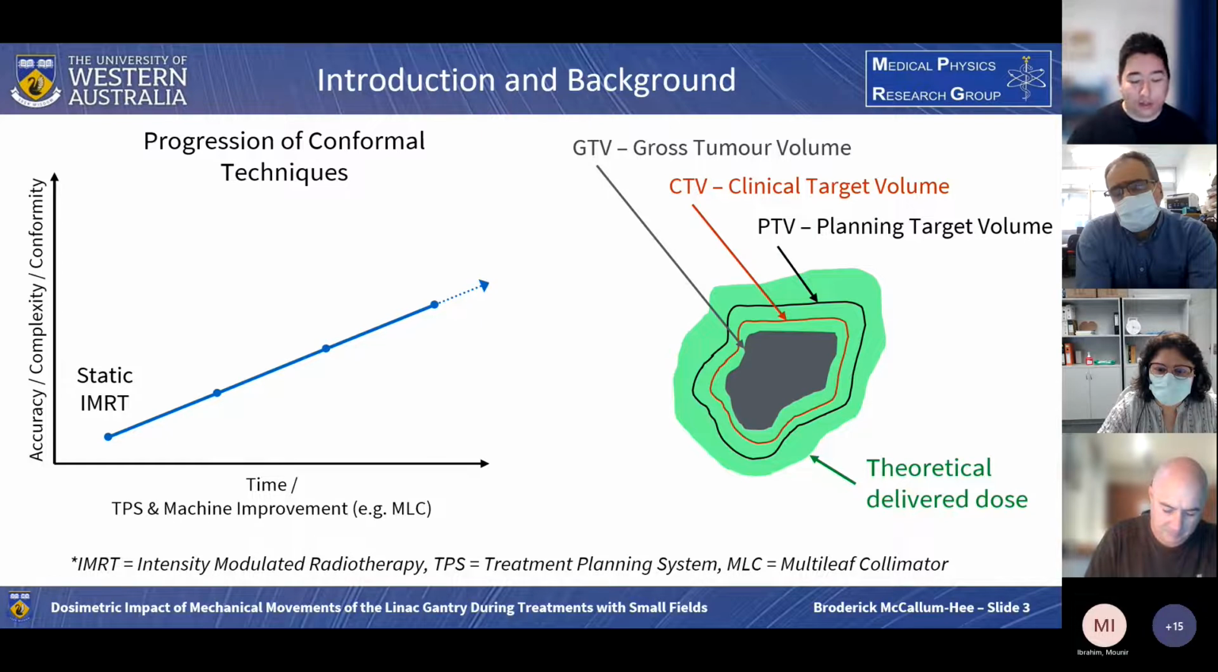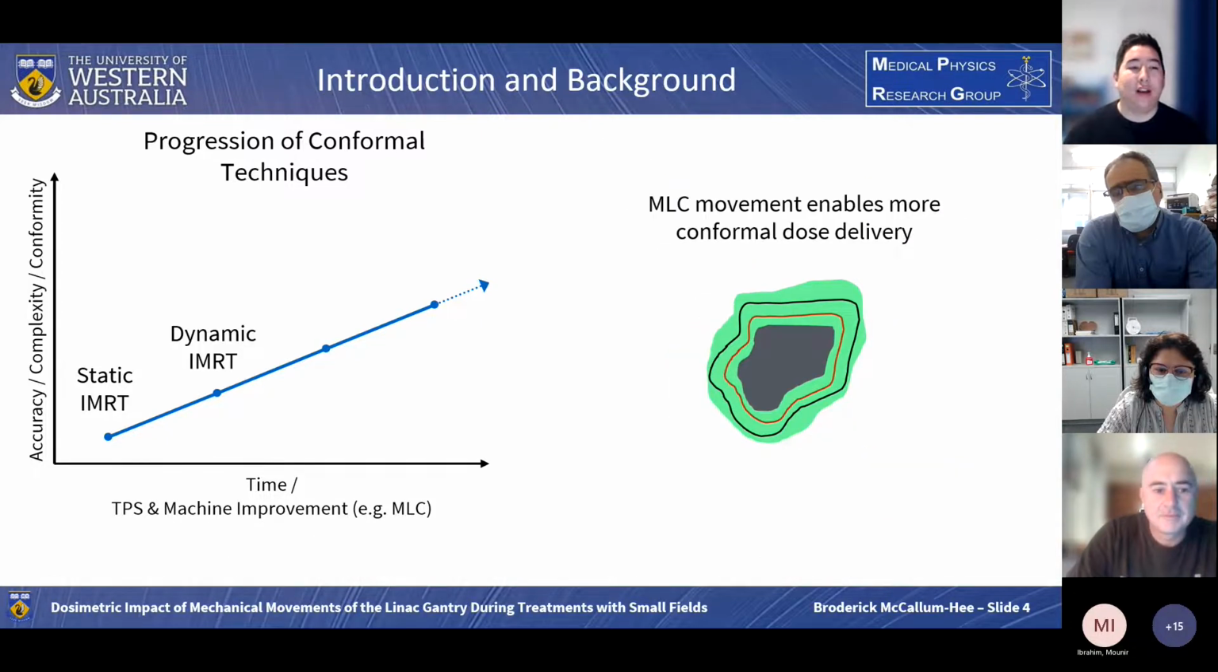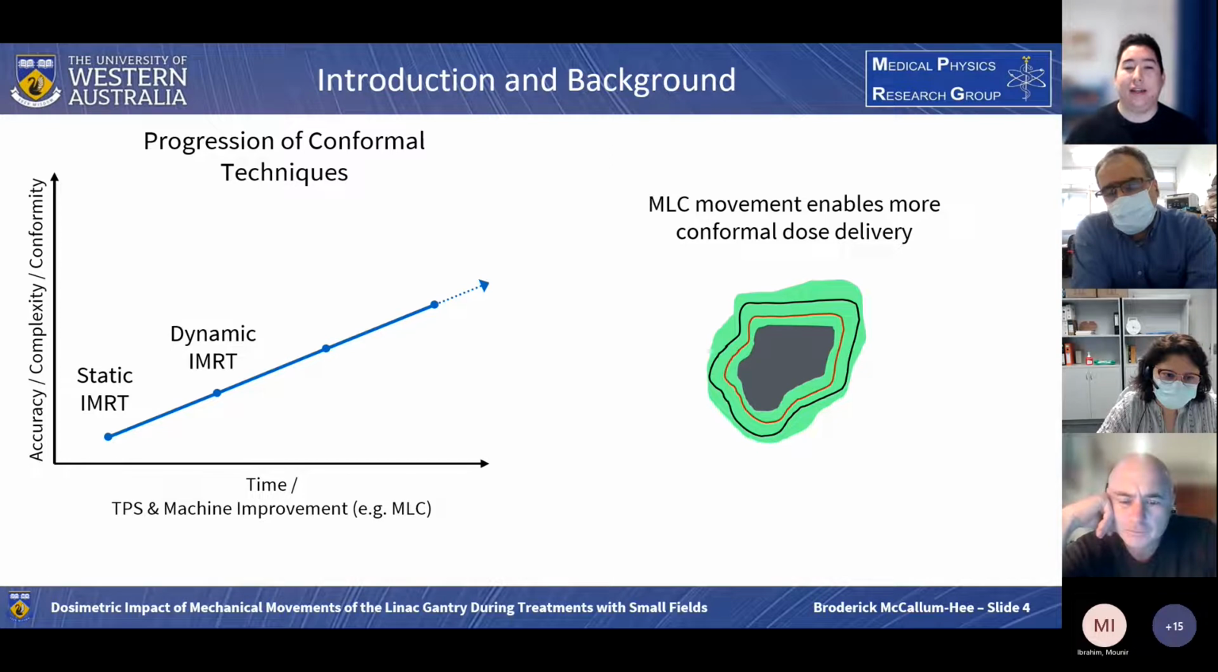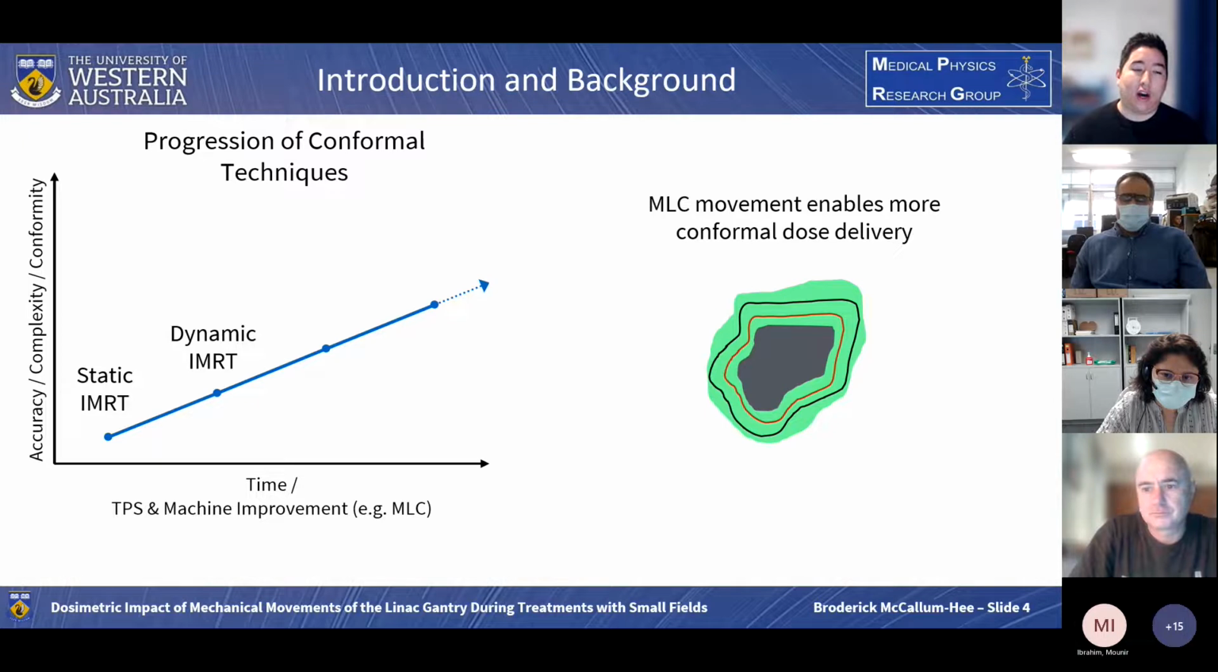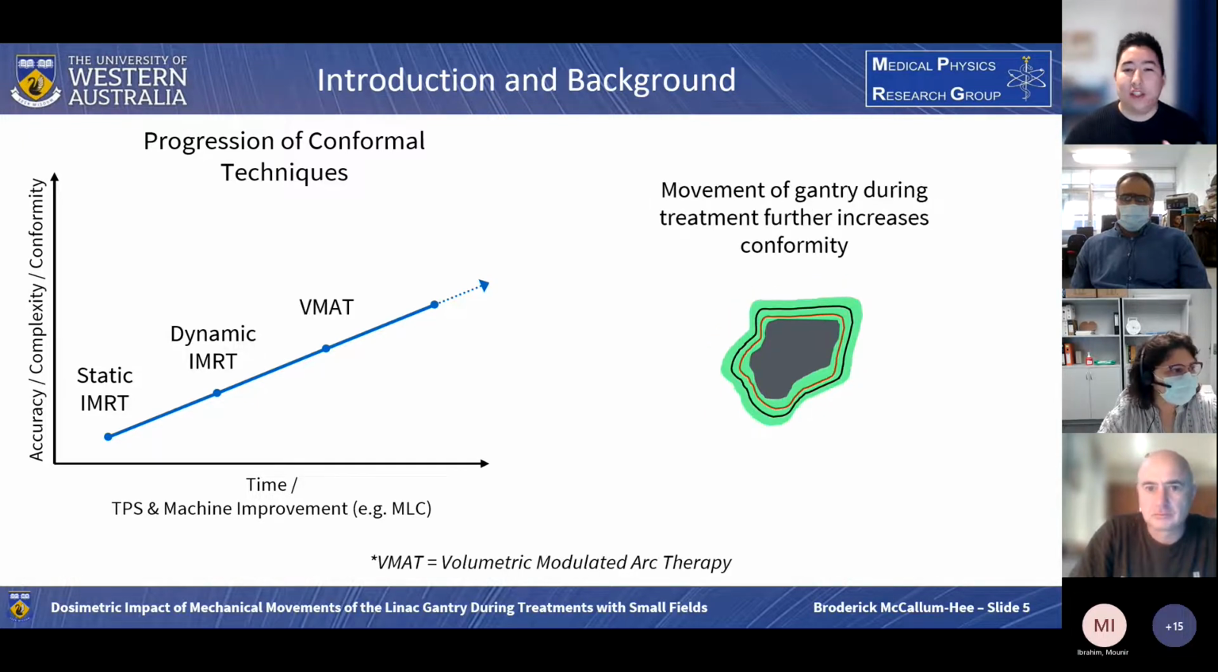Following the development of static IMRT, we then moved into dynamic IMRT. In this technique, we used MLC movement to enable more conformal dose delivery and deliver even tighter constraints to the target volumes. Following this, in addition to moving the MLC, we also decided to move the gantry while treating, and this was VMAT. Again, we see a further increase in conformity. As a side note, in the progression of these techniques, we also saw an increase in the use of image-guided radiotherapy, which allowed us to be more certain of our target volumes and decrease those margins as well.